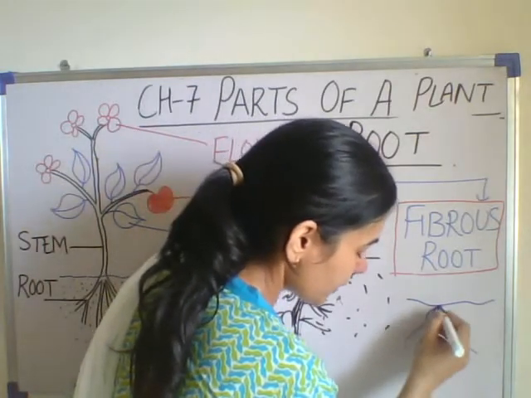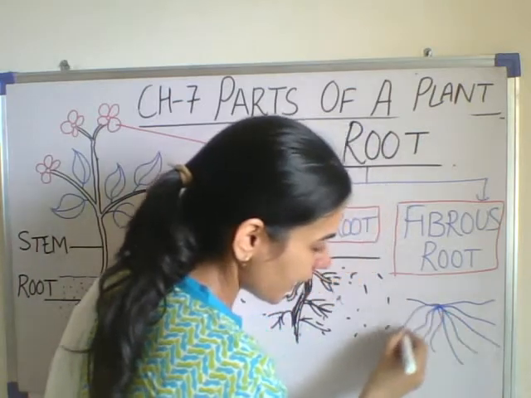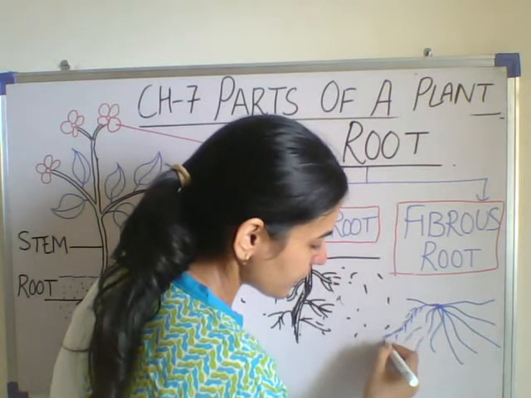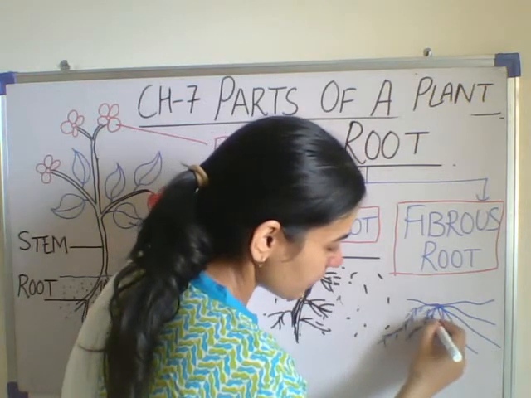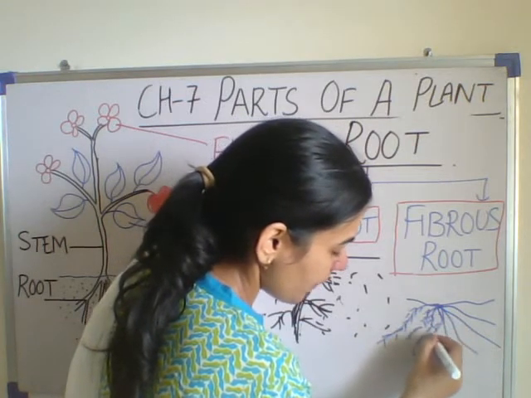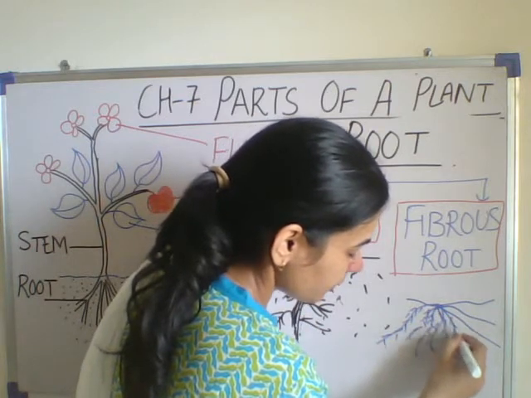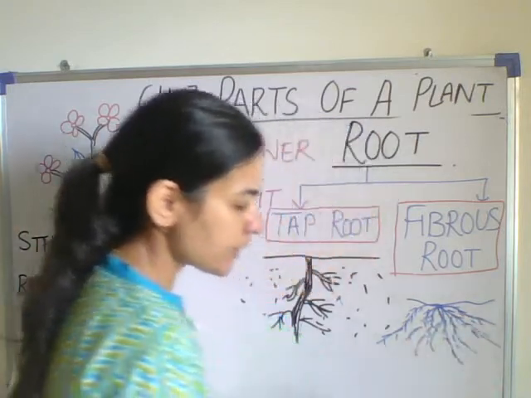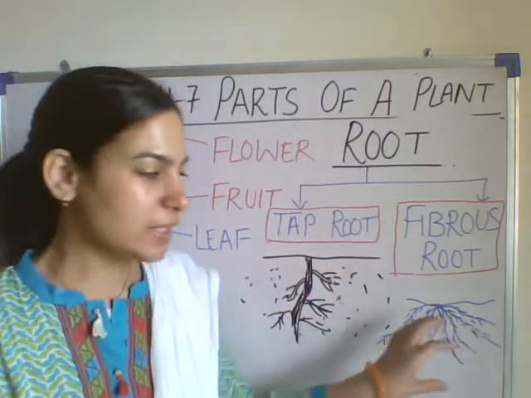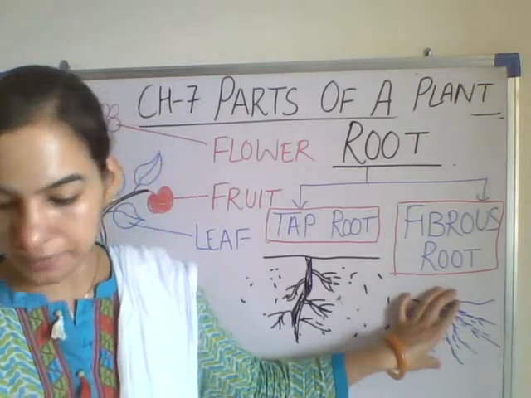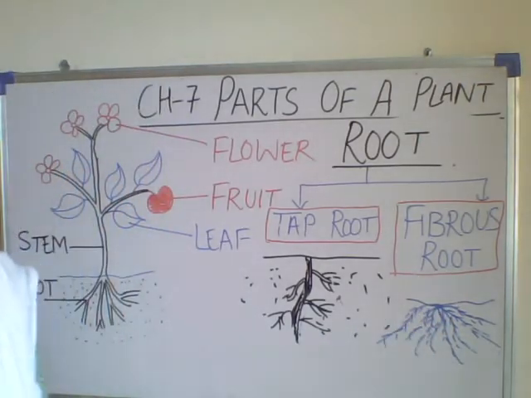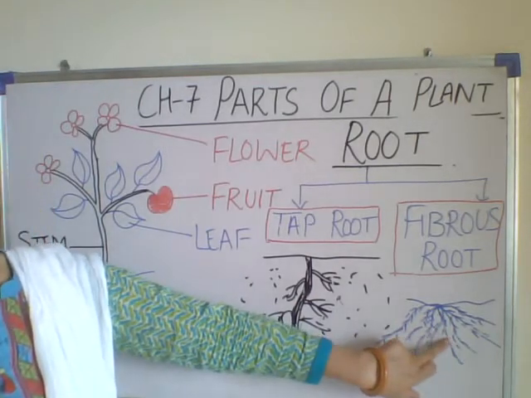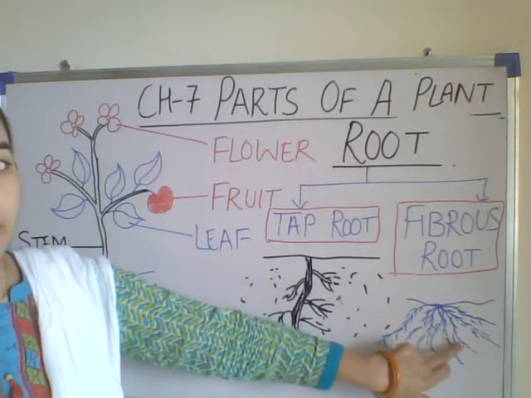In case of the fibrous root, there is no main root like this. Many roots arise from a single point. These are the many roots; no main root is there. Many small branches are there, you can say a group of branches. This type of roots is found in plants like grass, wheat, onion and sugar cane.